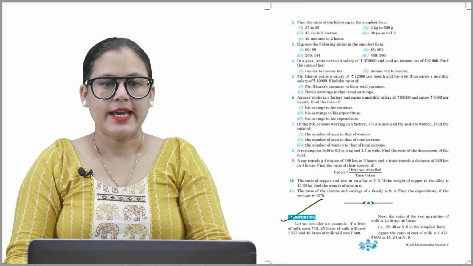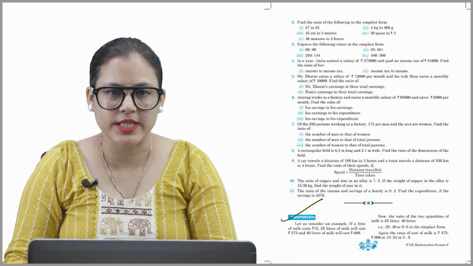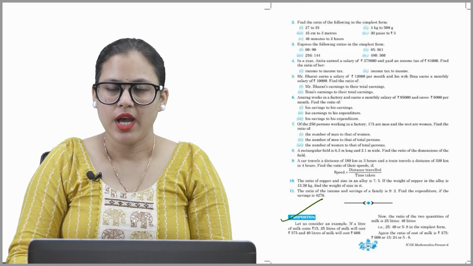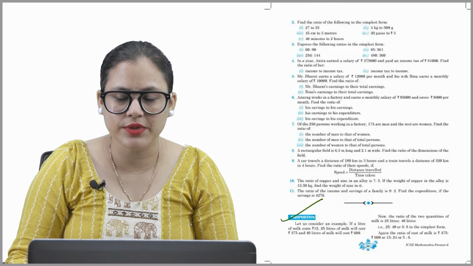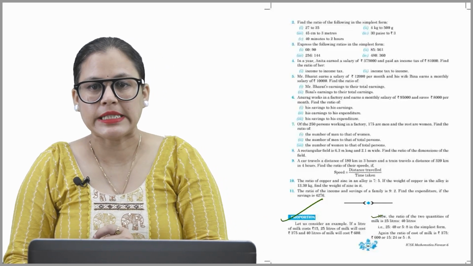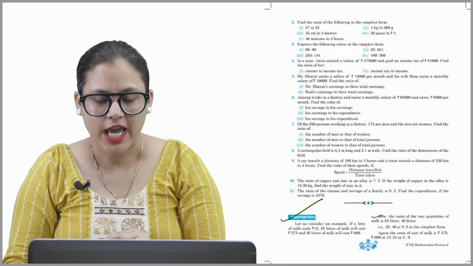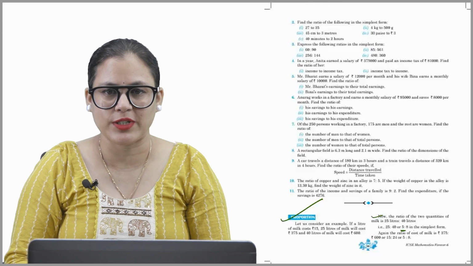Proportion. Let us consider an example. If a liter of milk costs rupees 50, 25 liters of milk will cost rupees 375 and 40 liters of milk will cost rupees 600. Now, the ratio of the two quantities of milk is 25 liters is to 40 liters. And 5:8 is the simplest form of 25:40.